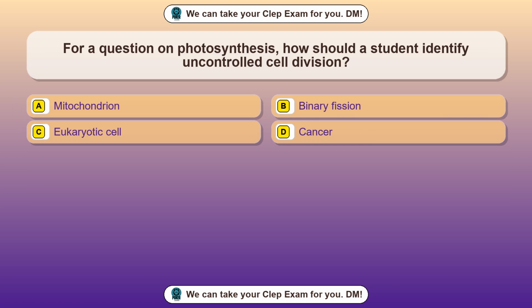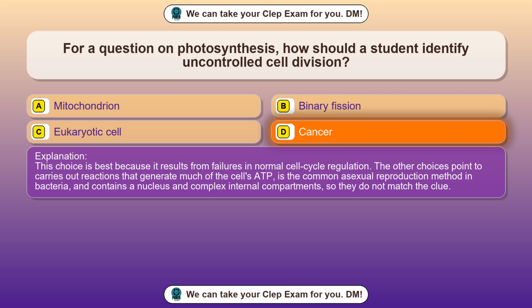Question 82. For a question on photosynthesis, how should a student identify uncontrolled cell division? Option A, mitochondrion. Option B, binary fission. Option C, eukaryotic cell. Option D, cancer. The correct answer is option D, cancer.